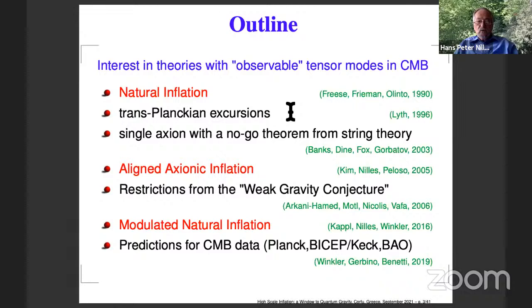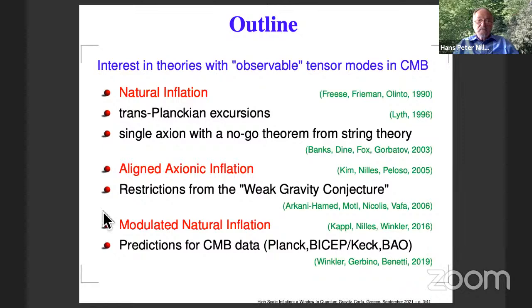A way to go around this no-go theorem is to use several axions and have what is known as aligned axionic inflation. We then discuss the restrictions which might come from the weak gravity conjecture and what they mean for this type of inflation. This leads us then to something which we have called modulated natural inflation, which in some way will be consistent with the weak gravity conjecture and these swampland conjectures, and will still allow axionic inflation to work.